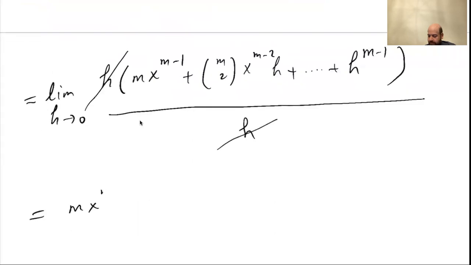m x to power m minus 1 plus the limit as h approaches 0. See, the limit is over h, so x is considered a constant here. I can take it out of the limit. So plus the limit as h approaches 0. Now from the rest of the terms, again, I can take h out. So h is a common factor. And then what will be left? Like m choose 2.